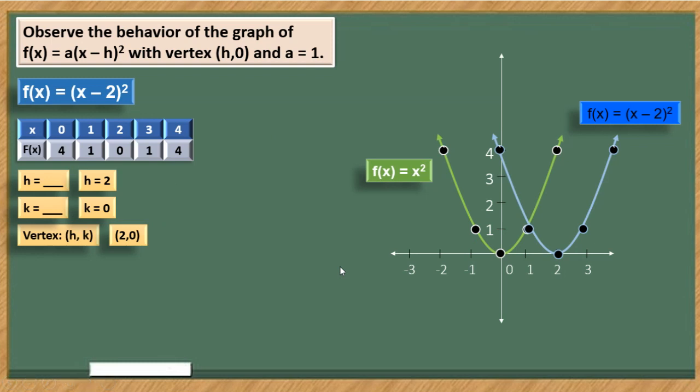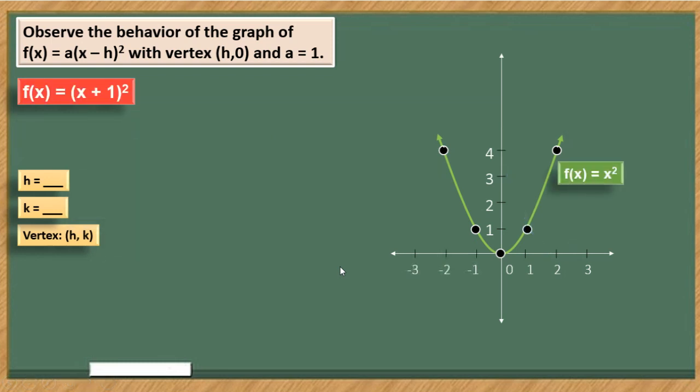Let's continue. Here is our third example. In our third example, we have the quadratic function defined as the square of the sum of x and 1. Can you identify now the value of h, k, and its vertex? What's h? Let us see if you are correct.